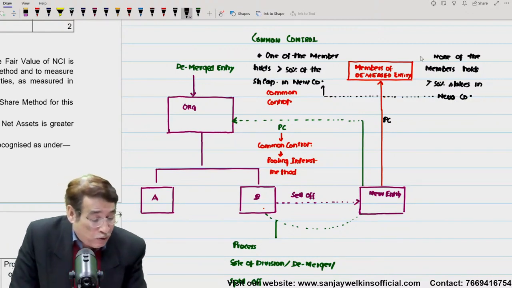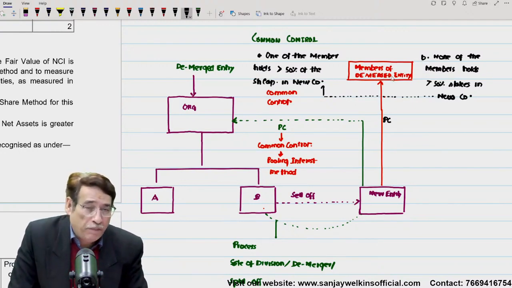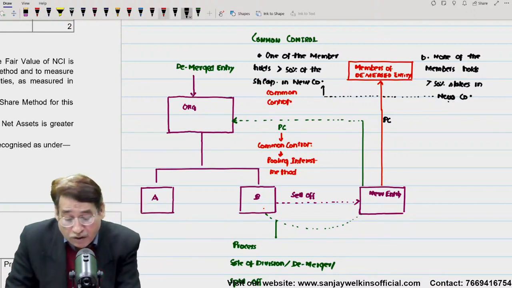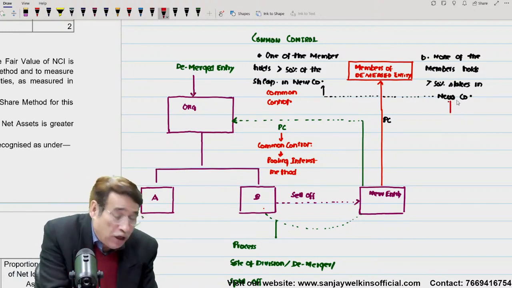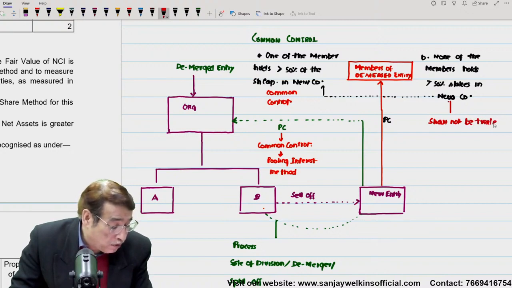Suppose the question says this is scenario A, this is scenario B. When the new entity delivers purchase consideration to the members of the new entity, there are three sub-situations, in fact. One we have already seen, and the second one, none of the members holds more than 50% of the shares in the new company. In this case, it will not be treated as a case of common control. Correct?